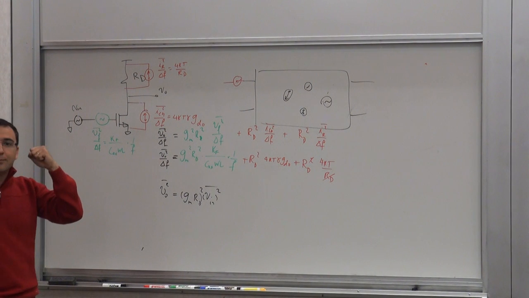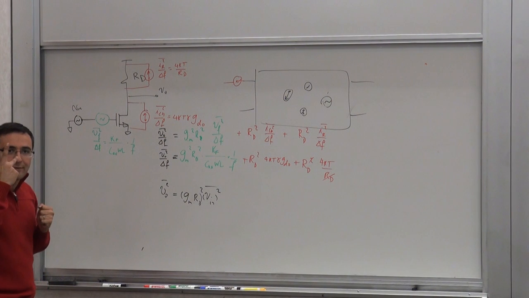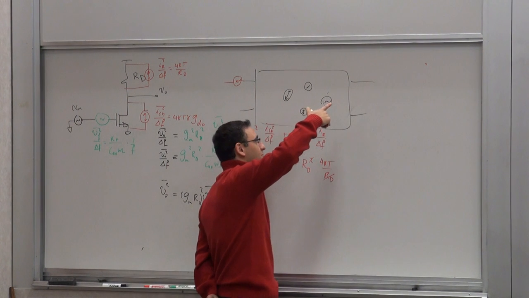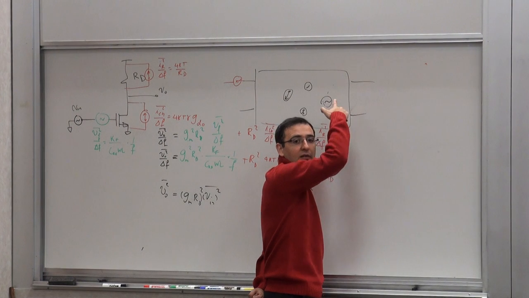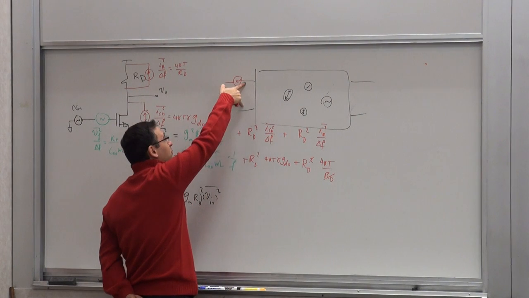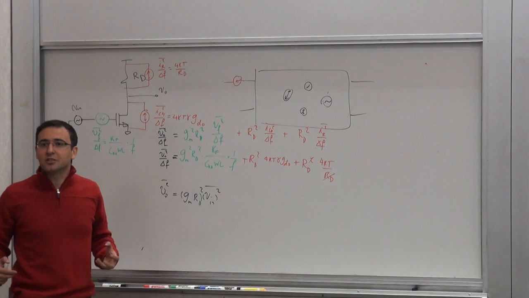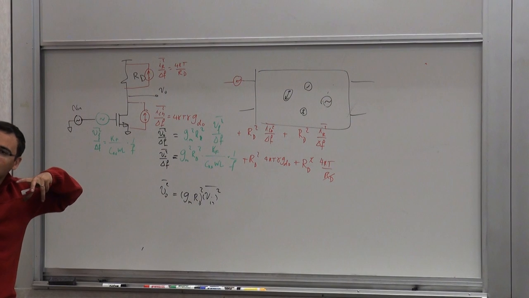Now, an important point that's often overlooked is that if I take a meter, like an oscilloscope or a spectrum analyzer, and put it at the output, I do measure that noise. This noise is real, it's there. However, if I put it at the input, I don't see this. You can't measure the input referred noise at the input. It's not that this noise is there.